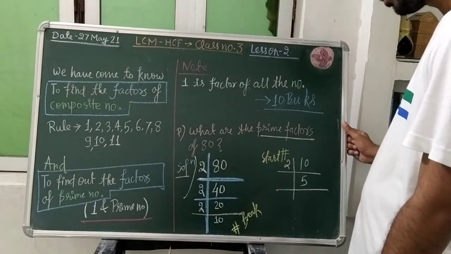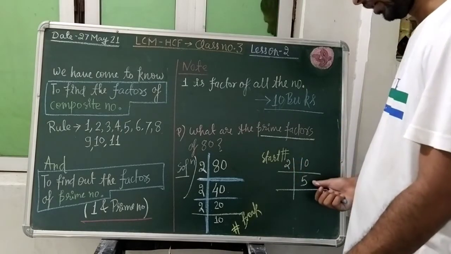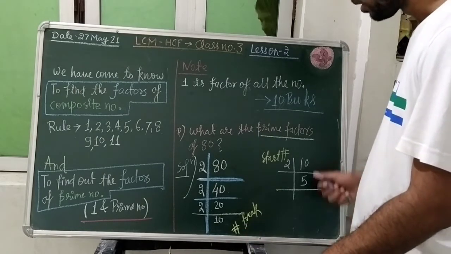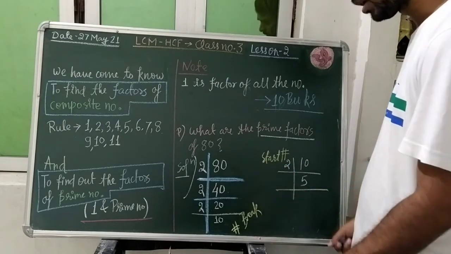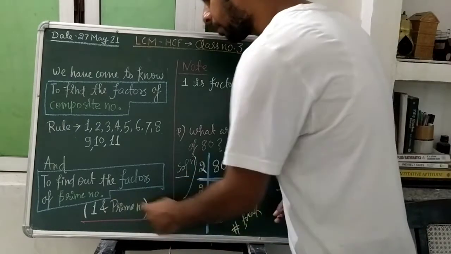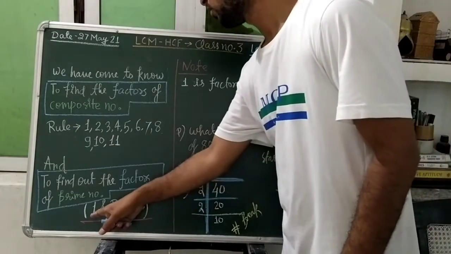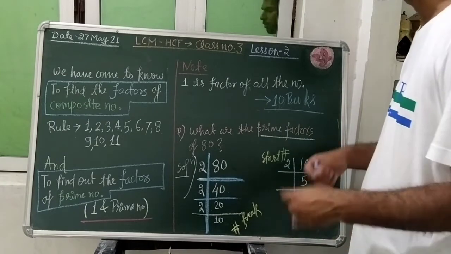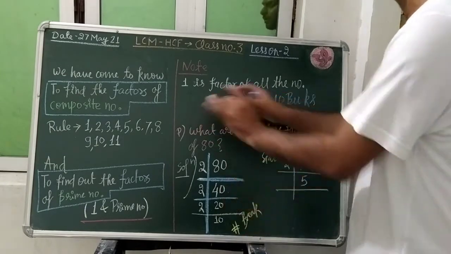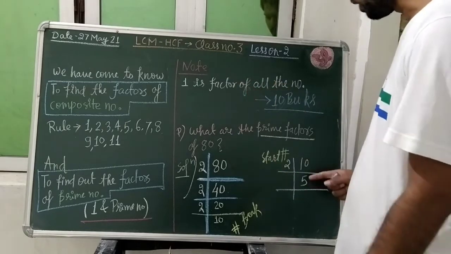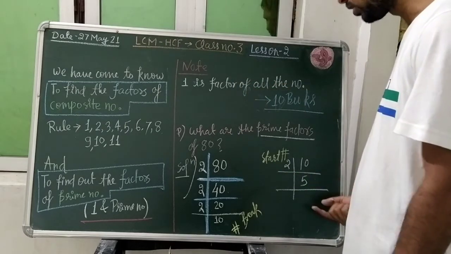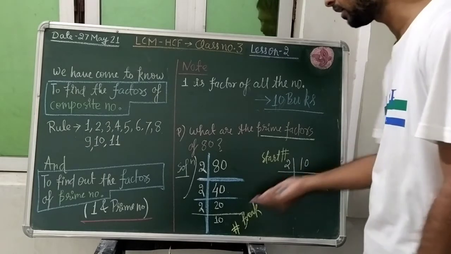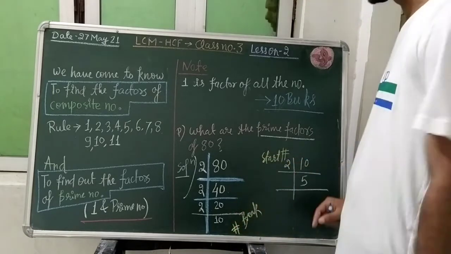So look students, you are getting 5 here. Is 5 a prime number or a composite number? 5 is a prime number. I have said that a prime number will have the factors 1 and the number itself. So 5 is a prime number, and of course 1 and 5 will be the factors of this number. Here 10, 20, 40, these are composite numbers.